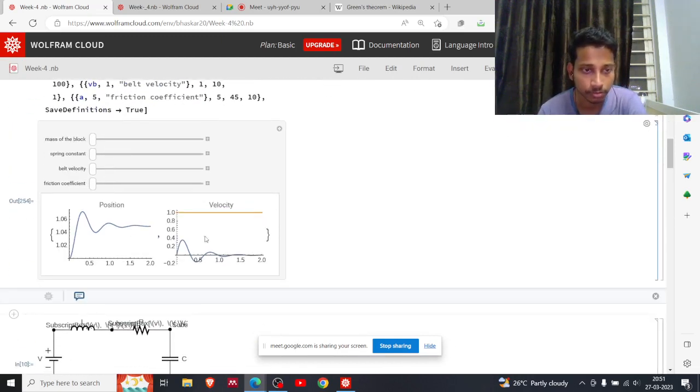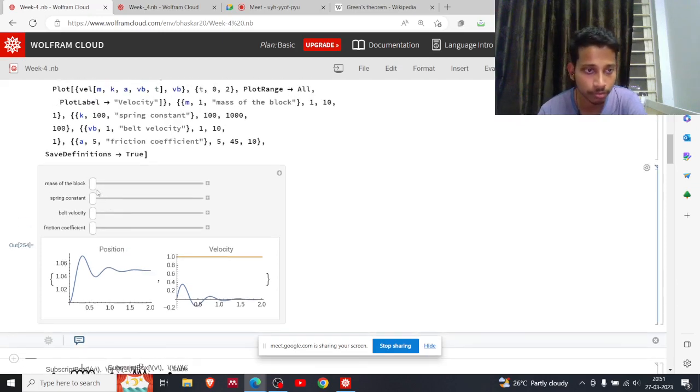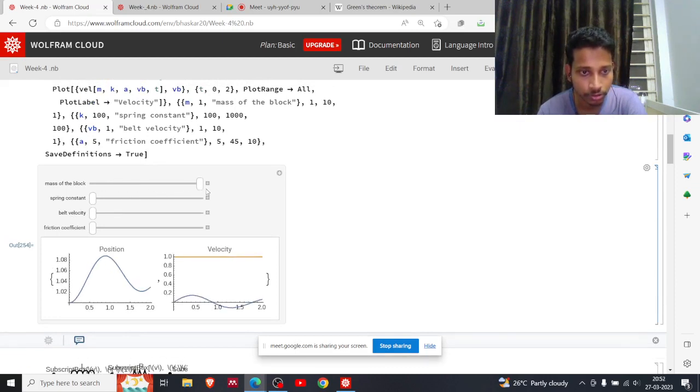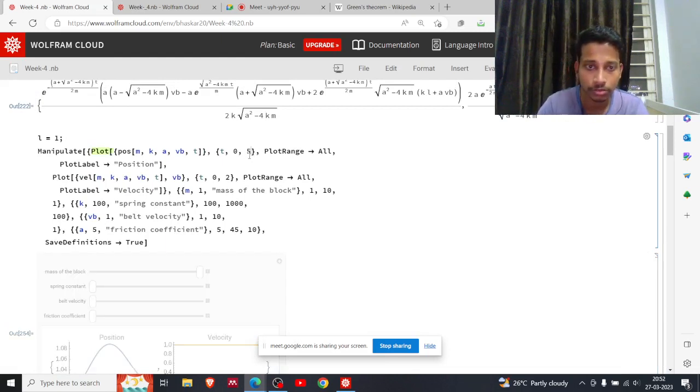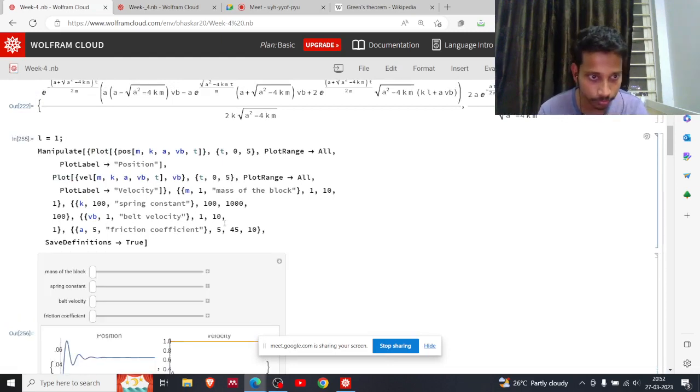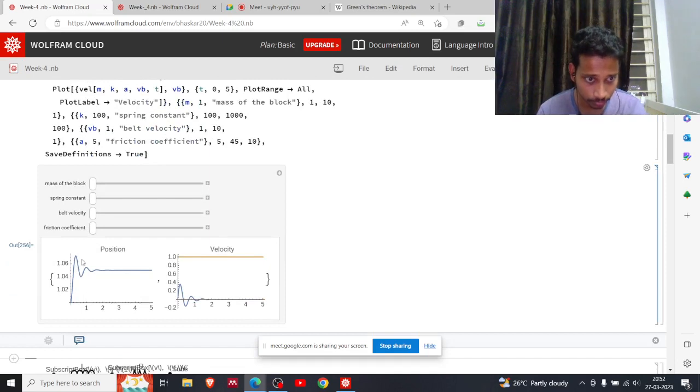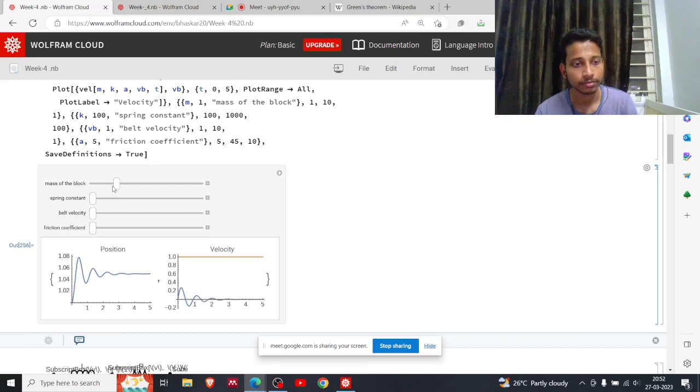Then we get these two plots where we can manipulate or control the mass of the block, spring constant, belt velocity, and friction coefficient. So here you can see the mass of the block is actually reducing the oscillation. What we can do is increase this range. Now you can see that when you increase the mass of the block, the oscillation continues for a longer time.